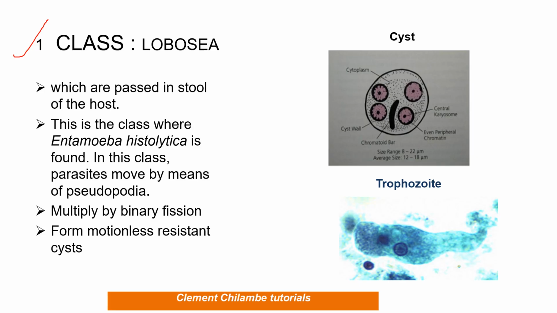So in this class, the parasites move by means of pseudopodia. An example of a parasite that moves by pseudopodia: the genus is Entamoeba, and the species is Entamoeba histolytica. And they multiply by binary fission. This is very important. And they form motionless resistant cysts. We are going to understand this better when we start looking at the individual parasites, because now you get to understand the stages of development of this particular parasite. And most importantly, we'll be looking at the life cycle, which is essential in understanding this individual parasite. So this is class Lobosea.